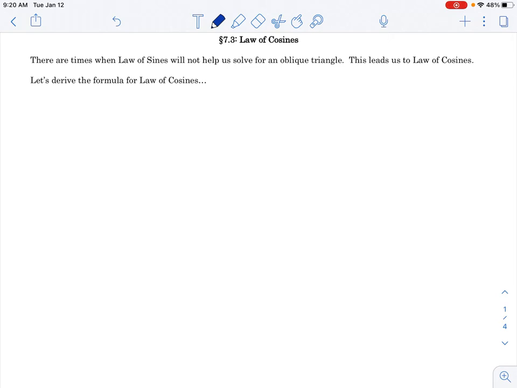So then we learned we can use these trig functions, sine, cosine, tangent, for right triangles to find missing values. And then we went into this world of, wait, what if we don't have a right triangle? We have an oblique triangle, and we learned about law of sines.